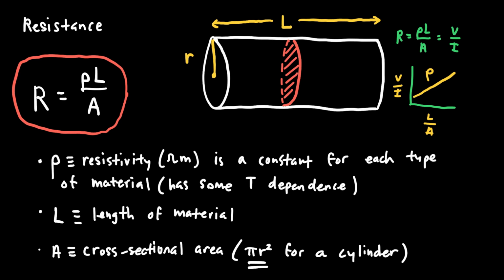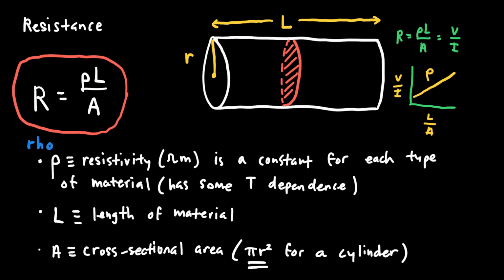The length can be easily measured, and the resistivity, which is represented by the Greek letter rho, R-H-O, is something that is a constant for a given material. So if you look up a table of resistivities online for copper or aluminum or anything, there is a value of resistivity that defines that material in the way that density defines a material. And you can identify a material by its resistivity as well. Resistivity is constant, but it does have some temperature dependence. So as something heats up, you should expect that the resistivity changes a little bit.